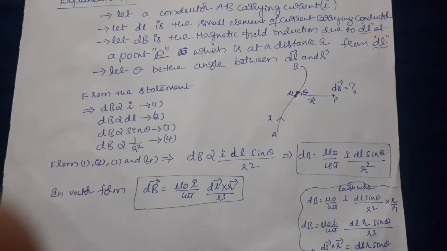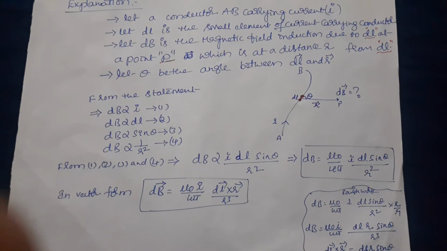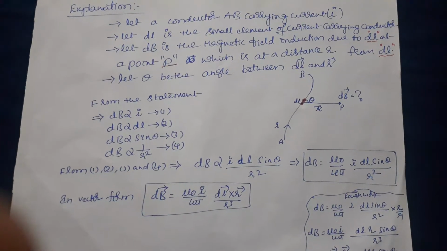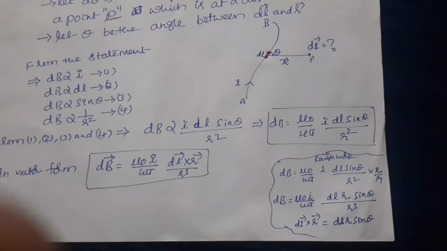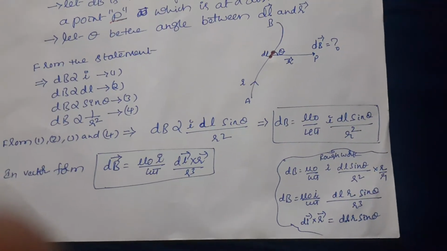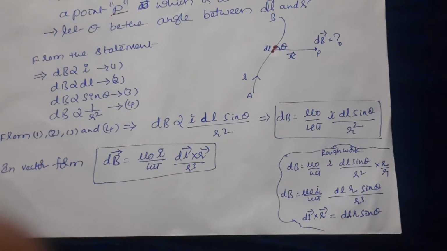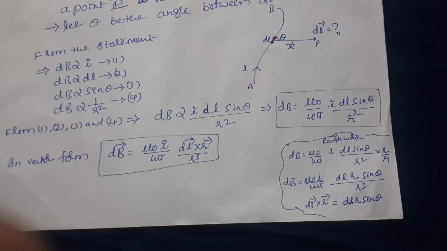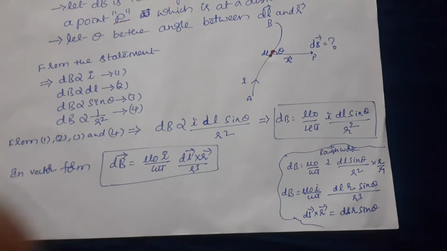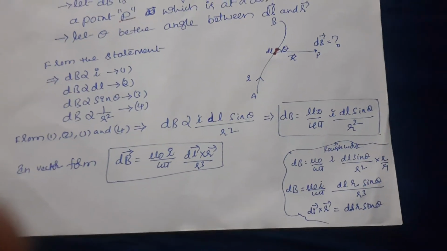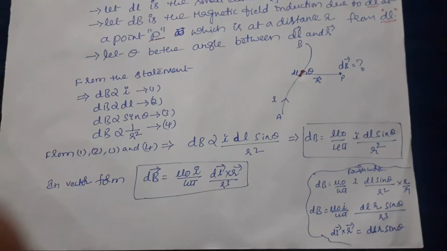So in vector form it can be written as d B bar equal to mu naught I by 4 pi, dl bar cross r bar by r cubed. So how can we write it in vector form? It is written in the form of rough work, students, you can see. Divided by r and multiplied by r. Then dl and r bar are taken as vectors, so they are two vectors. So dl r sin theta equals the cross product of the vectors, that is dl bar cross r bar.